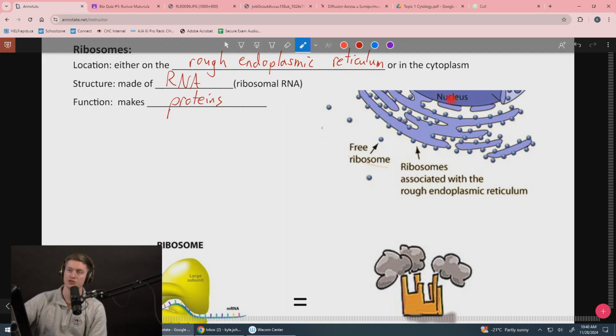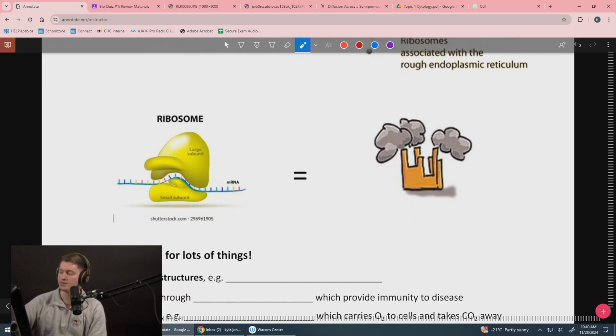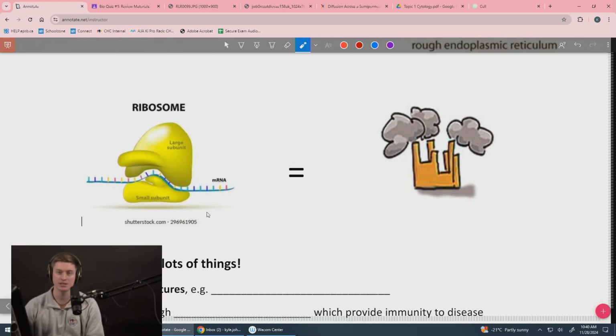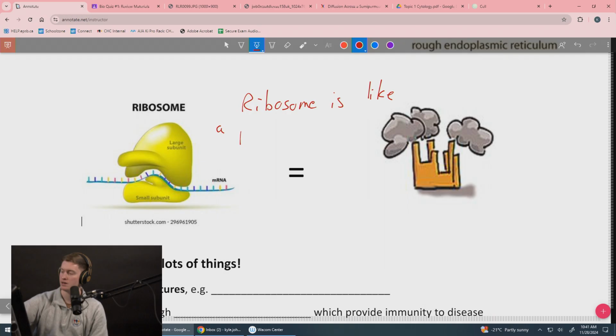Here's a picture zoomed in. This is our nucleus. We have our rough endoplasmic reticulum attached to the nucleus. We have ribosomes attached to the rough endoplasmic reticulum. We have some ribosomes floating around. This is a zoomed in picture of a ribosome. You don't need to know the structure of a ribosome for Science 10. But what you do need to know is that the ribosome makes protein. The ribosome is like a protein factory.